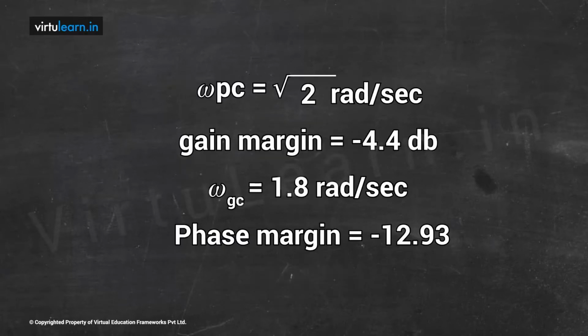When you look at the summary, I have omega pc is root 2 and the gain margin is minus 4.4, and omega gc is 1.8 and the phase margin is minus 12.93. So the phase margin is negative, the gain margin is negative, therefore my closed loop system is unstable. So I can directly say with this result the closed loop system is unstable.